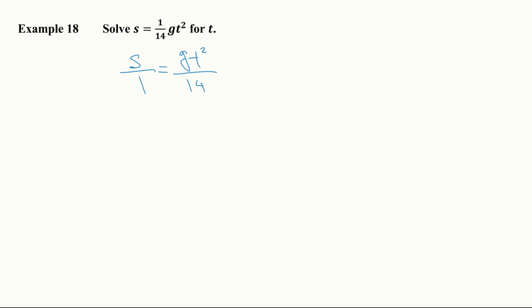So here I'm going to go ahead and multiply. This cross product gives me gt squared. And this cross product gives me 14s. Remember, if a over b equals c over d, that implies AD is equal to BC. When you have two ratios that are equal, the cross products are going to be equal, right? So we get gt squared equals 14s.